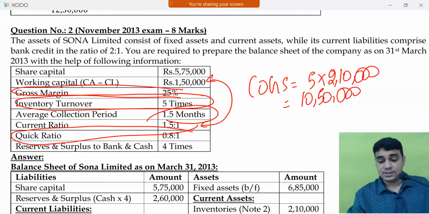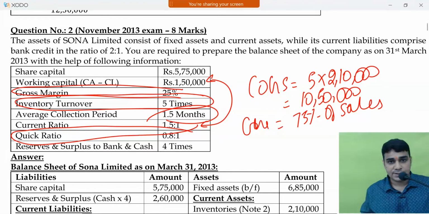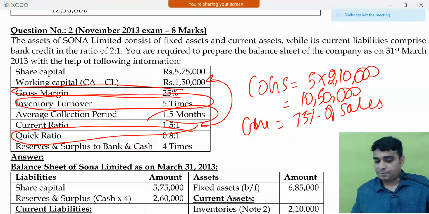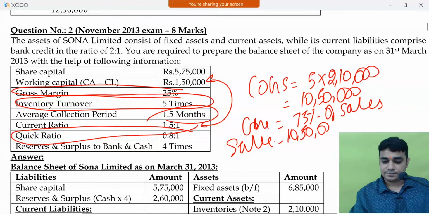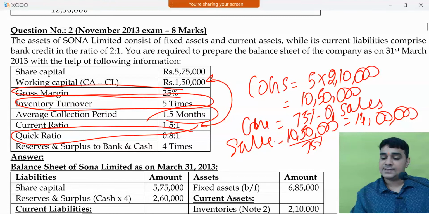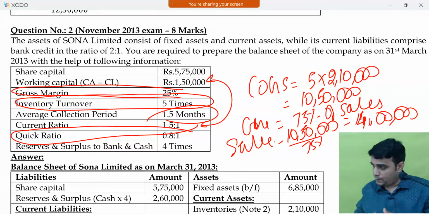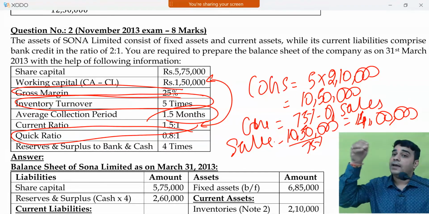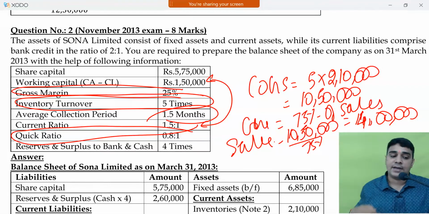Then next stage, COGS is 75% of sales. Why 75%? Gross margin is 25%. So COGS is 75%. Sales is 10 lakh 50 by 75%, which is 14 lakh. And my debtors is 14 lakh into 1.5 by 12. I had the inventory turnover. From there, I got the COGS. From COGS, I got the sales. And from sales, I'm getting to the debtors number.